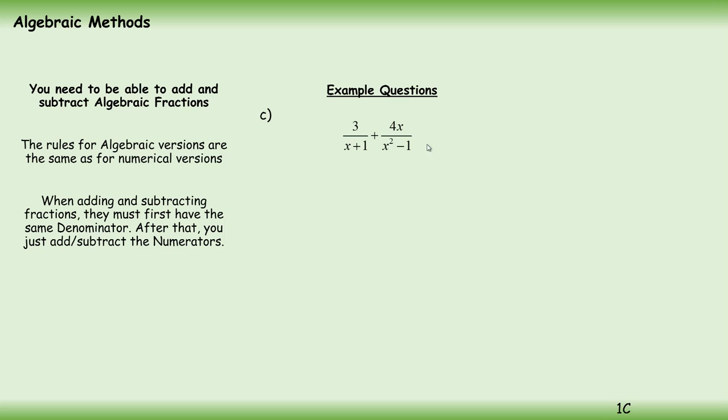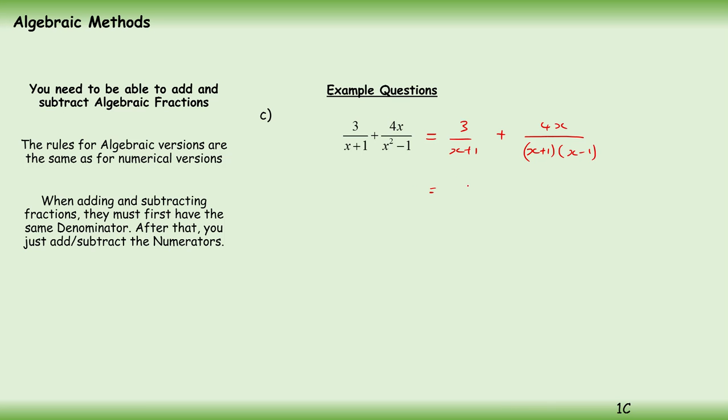We've got x squared minus 1 here. So we're going to have to expand these brackets to have a closer look. So you've got 3 over x plus 1 plus 4x all over. Now, if we expand x squared minus 1, remember, difference of two squares, we end up with x plus 1, x minus 1.